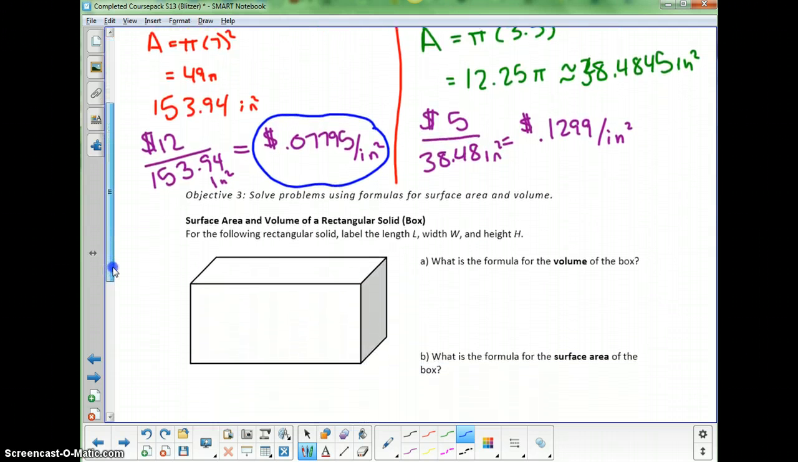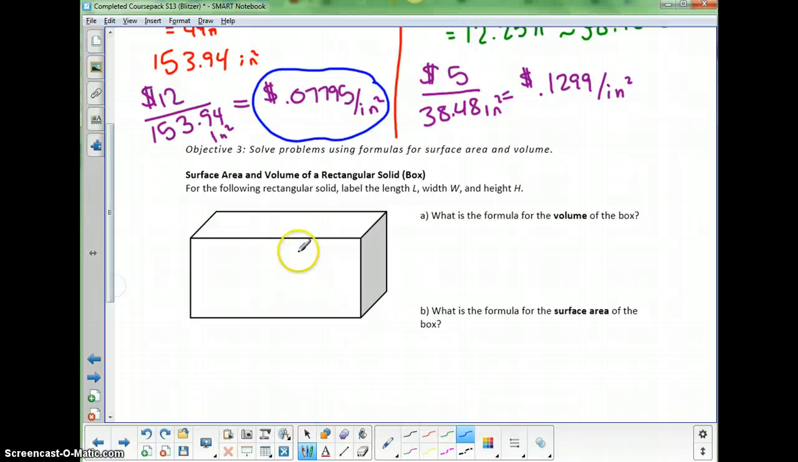Alright, the next objective, we're looking at problems involving surface area and volume. So the first shape is going to be a rectangular box, and the measurements on this shape will be length, width, and height. The formula for the volume of this box is length times width times height. Very similar to area, length times width, but we also multiply by that third dimension, height.